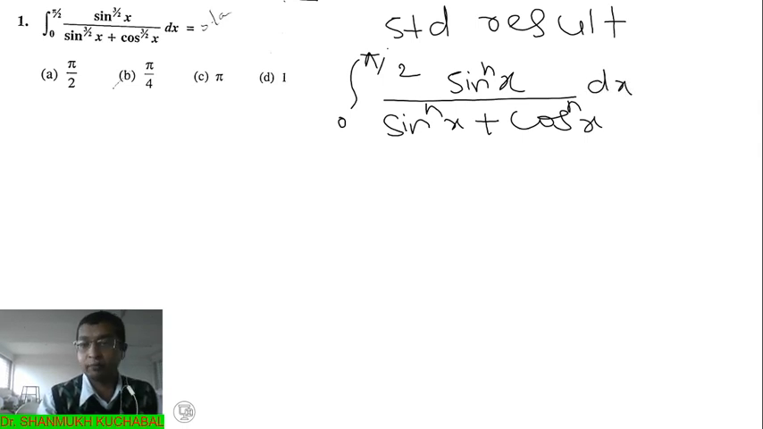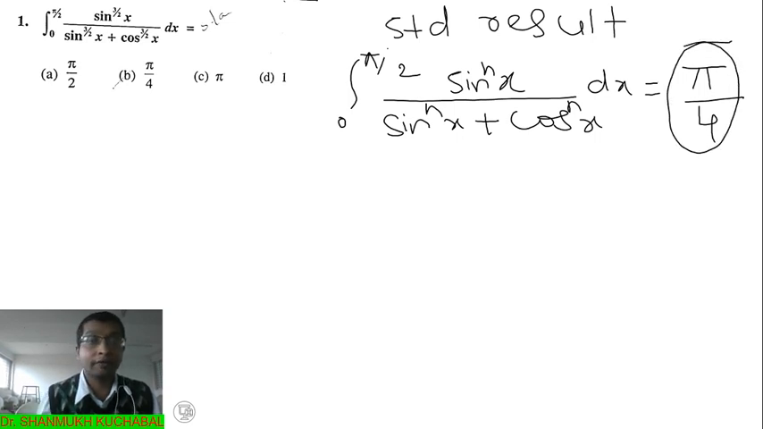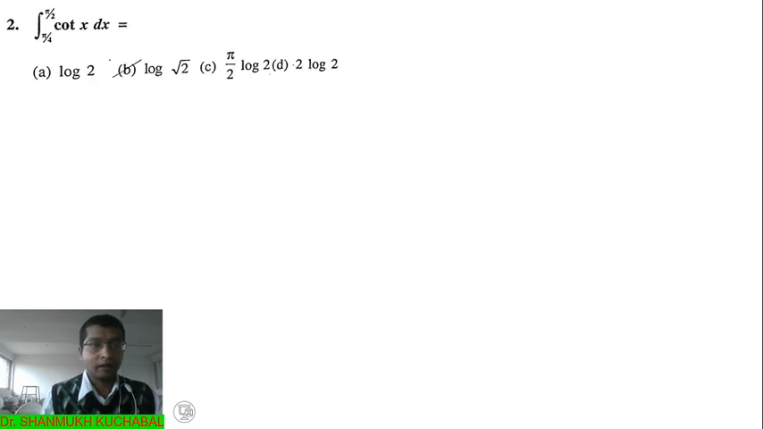This is given by the value pi divided by 4. Here the value of n is 3 by 2. The answer is independent of n. Therefore, using this property of integration and a formula, the right answer is pi by 4. That is option B. We will move to our next example.